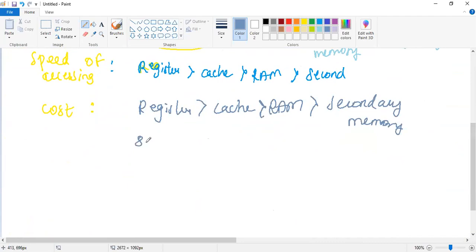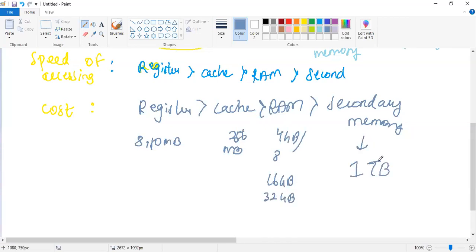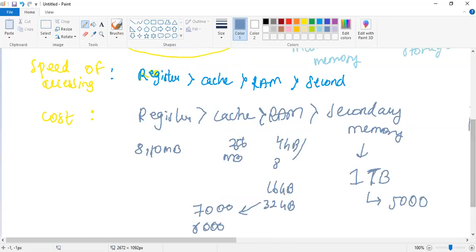Registers are hardly about 8 to 10 MBs, I think so. Cache is around 256 MB, and RAM is around 4 GB or 8 GB. Maximum 16 GB you can find in a mobile phone, or at most 32 GB. But storage you can find around 1 TB too. The cost of 1 TB is hardly around 5,000, but the 32 GB of RAM is around 7 to 8,000. Why is this so? Because of the speed of accessing.